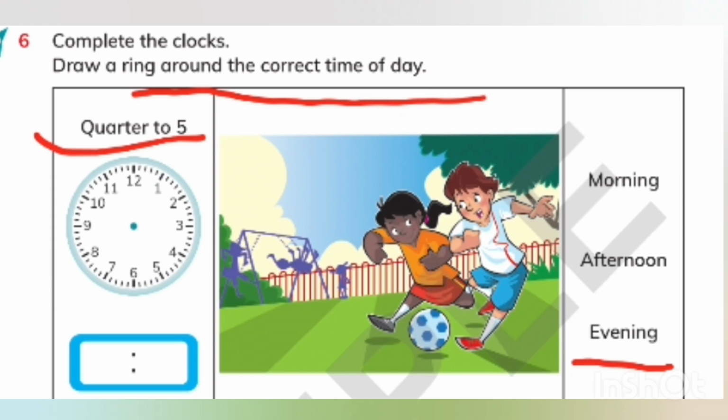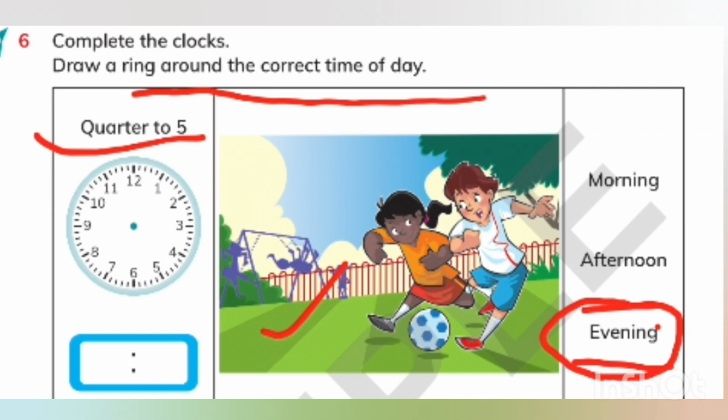Means evening. 4:45 means evening, and in the evening time most of the kids go outside to play. According to the picture you can also see. So here we will circle around evening. In the evening time most of the kids go to play. Now here we will make 4:45. 4:45 means, what does it mean?